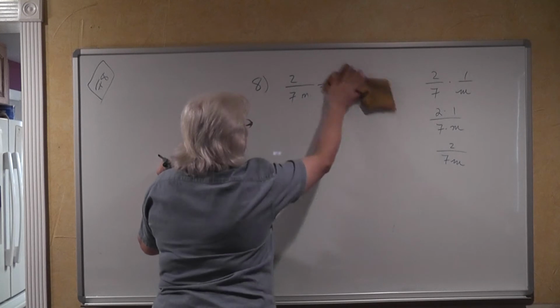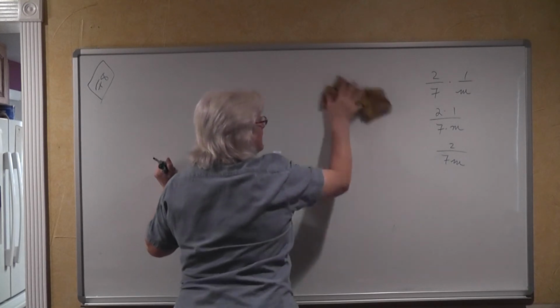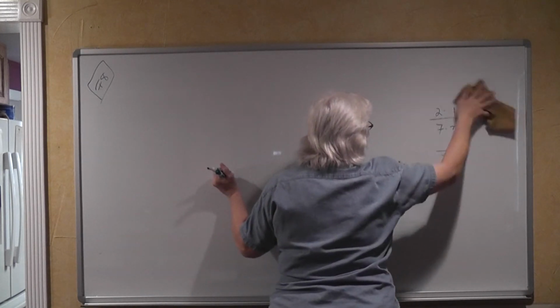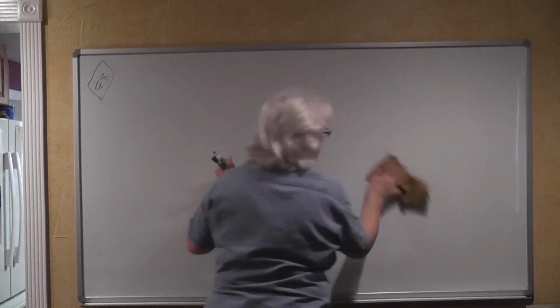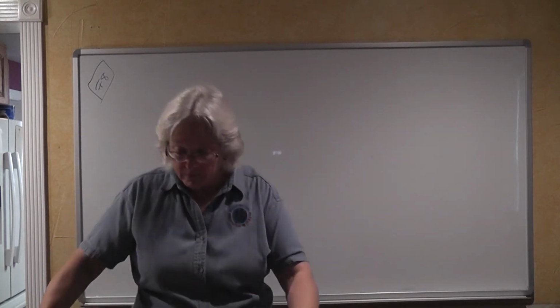I tend to think that they did not intend to have that be the problem, that they intended the problem to be 2/7 times m. But that's not what they wrote down.